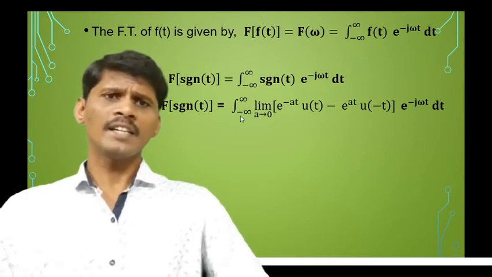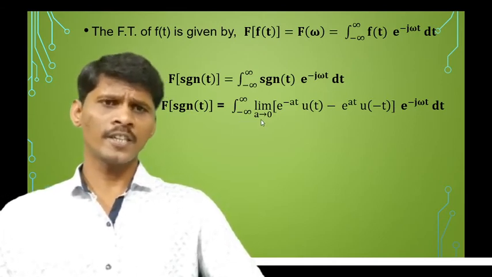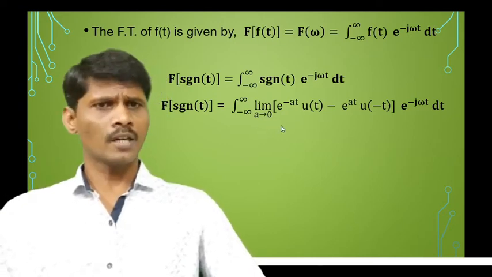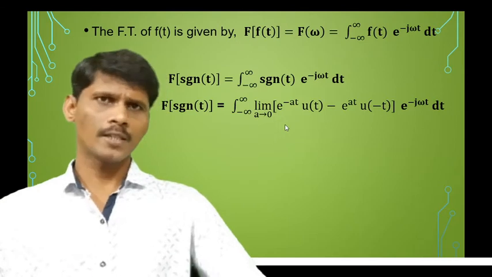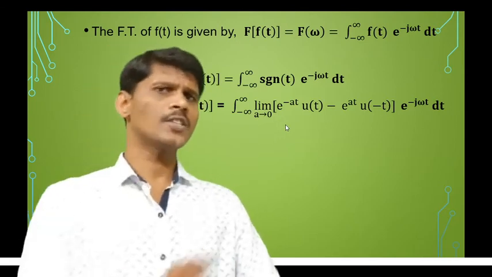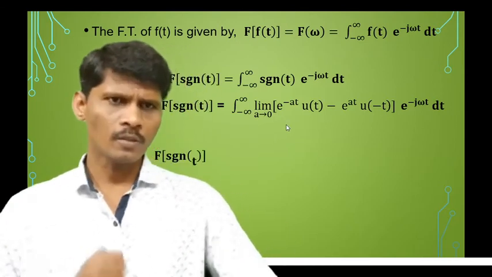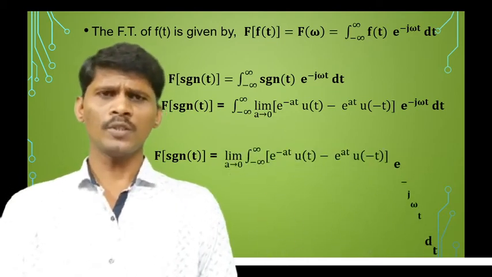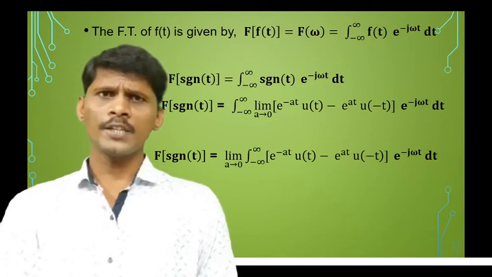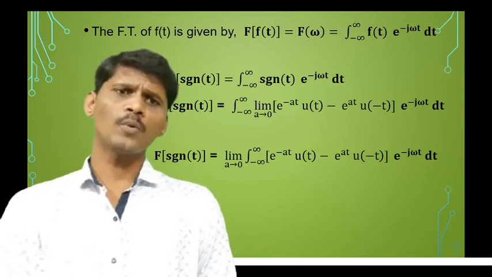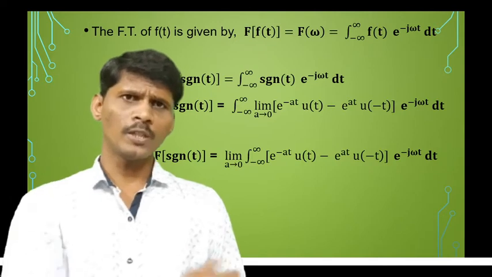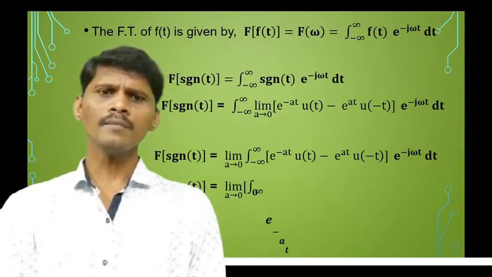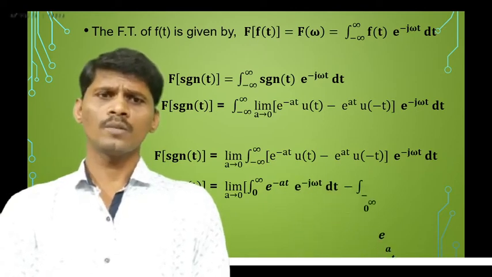Applying interchange of integration and limit, we get limit a tends to 0 into the integral from minus infinity to infinity. At the same time, applying integration to both the terms, that is equal to limit a tends to 0, integral from minus infinity to infinity of e power minus at u of t minus e power at u of minus t, into e power minus j omega t dt. So that is equal to limit a tends to 0.